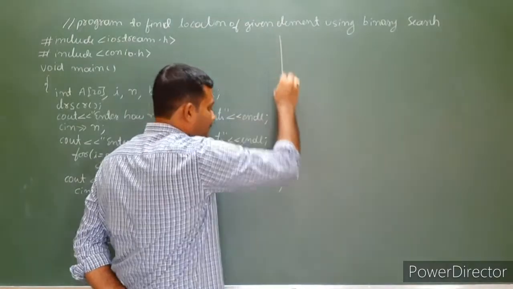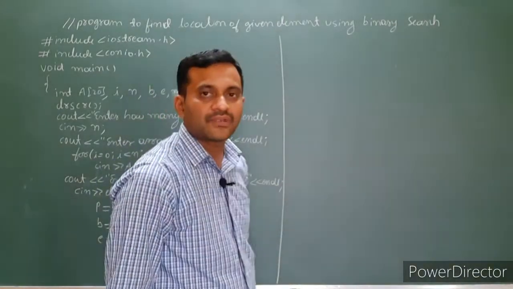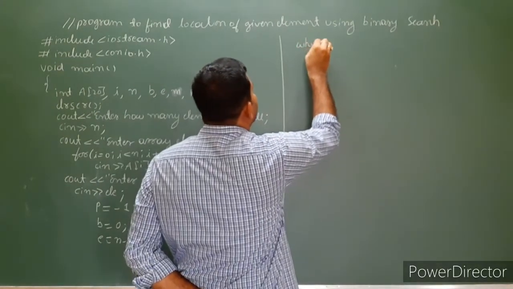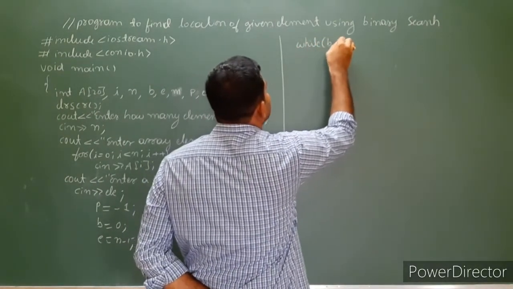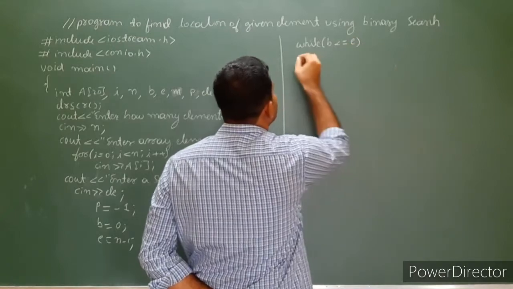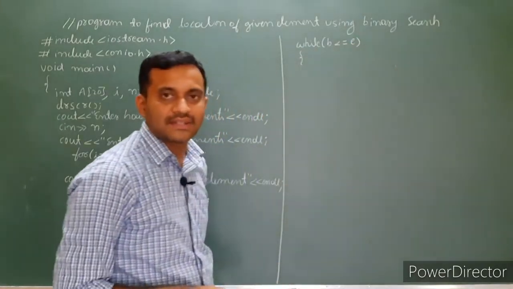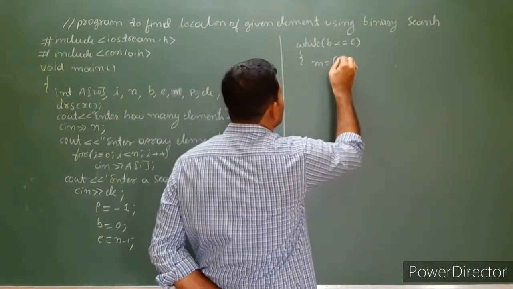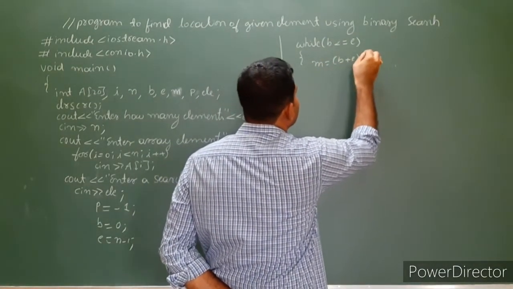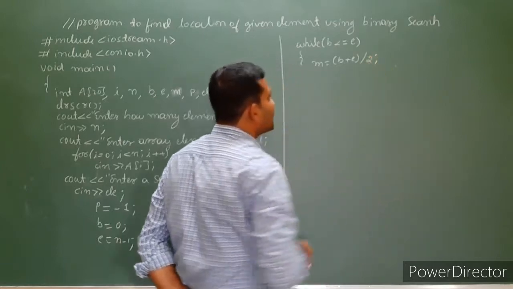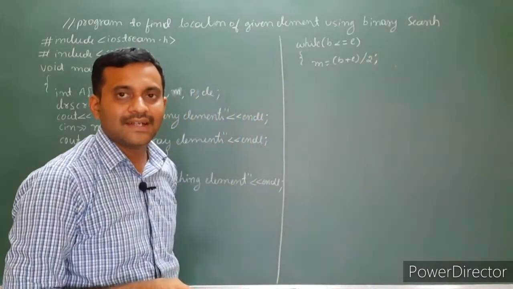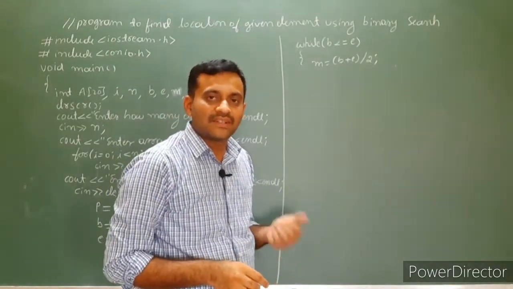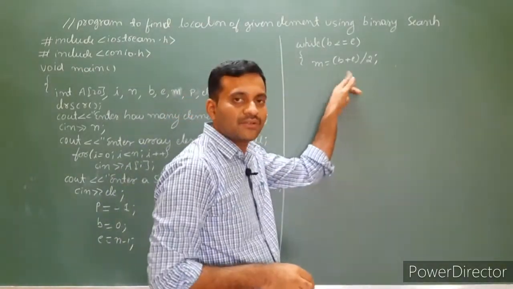Initialize the variables. After initialization, while beginning is less than or equal to end, find the middle element, that is beginning plus end divided by 2. It is an integer division, because index values are always positive integer numbers. Here these are the index values.